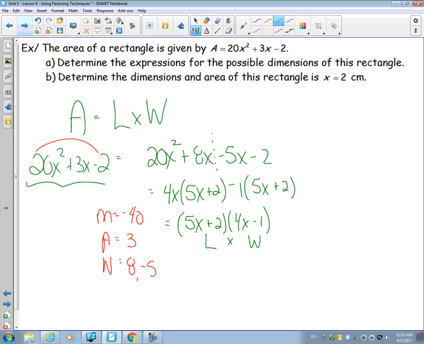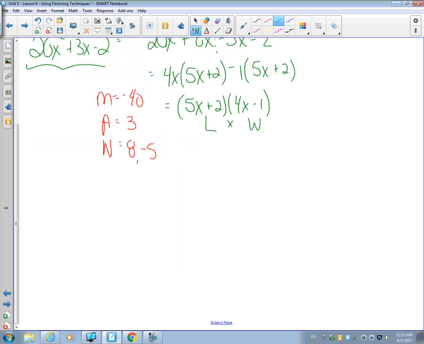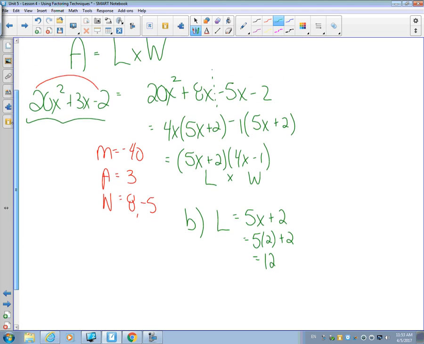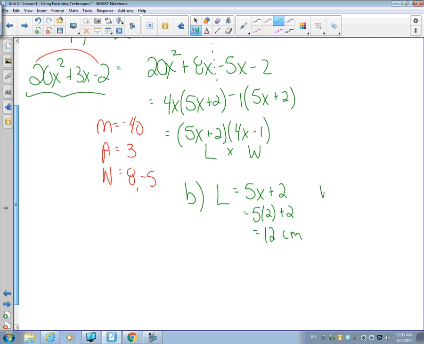Okay, part B, determine the dimensions in the area if x actually equals 2. Well, I can do that now. So my length would be 5x plus 2. We know that x was 2, right? So we can say 12. I think our units were centimeters, were they not? Yeah. Okay, and I know my width was 4x minus 1.